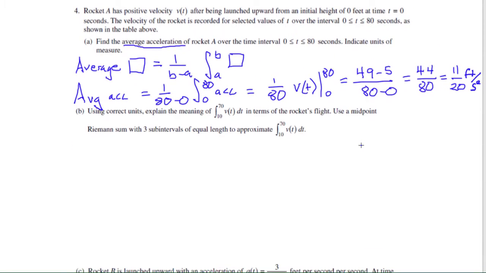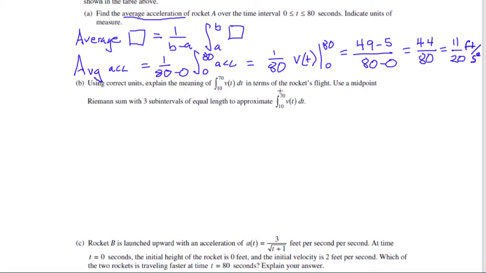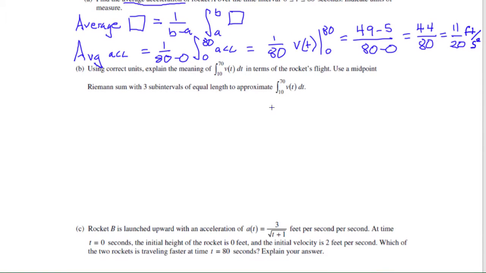All right, on to part B. I think everyone got full points on A, if I remember correctly. Using correct units explain the meaning of this. So this thing, the integral from 10 to 70 of v of t dt, is, okay, so the antiderivative of velocity is position. So this is accumulating position. It's the total amount of change in position. So total change in position is the total change.